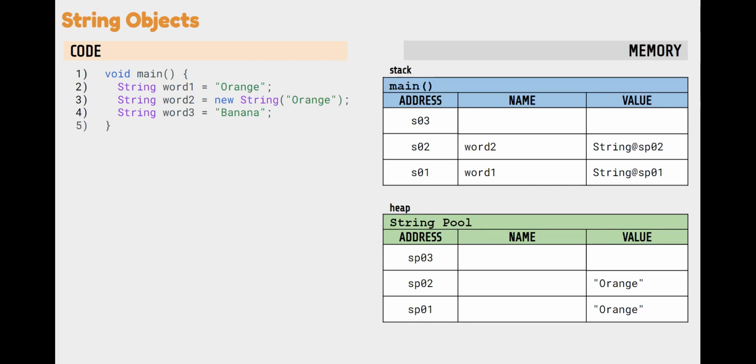Line 4 works the same way as before. It looks in the string pool for banana, it doesn't see it, moves it into the string pool, and then assigns the memory address to word3.